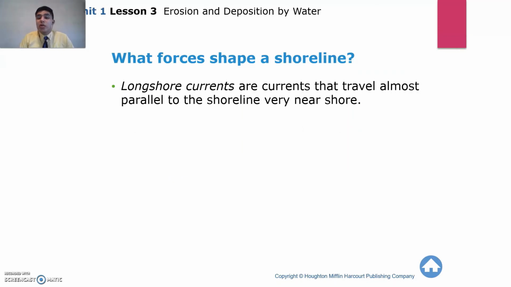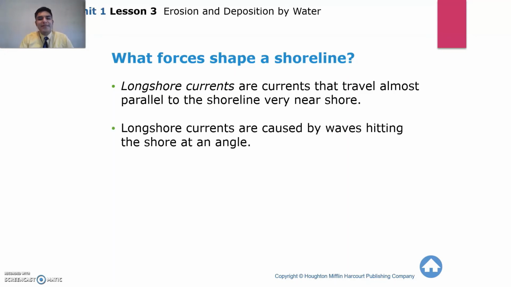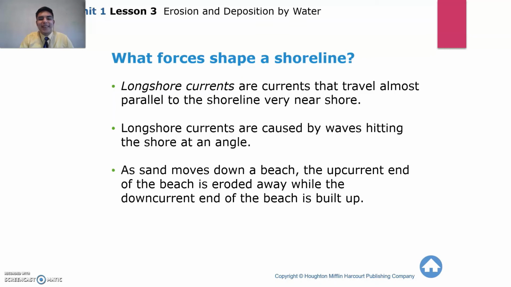Also, we have that longshore currents are currents that travel almost parallel to the shoreline, very near the shore. Longshore currents are caused by waves hitting the shore at an angle. As sand moves down a beach, the up current end of the beach is eroded away while the down current end of the beach is built up.